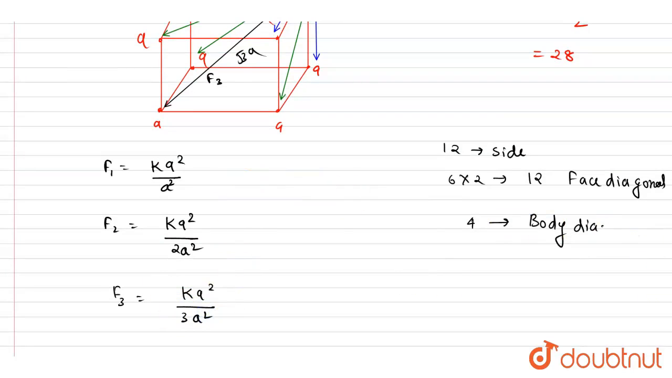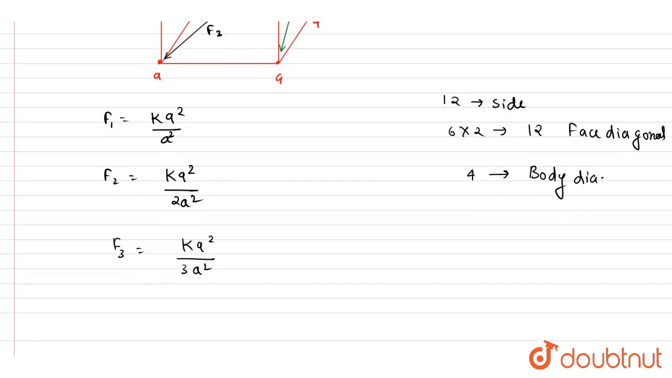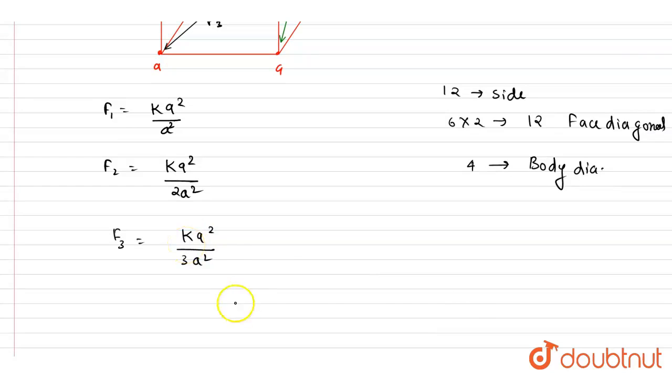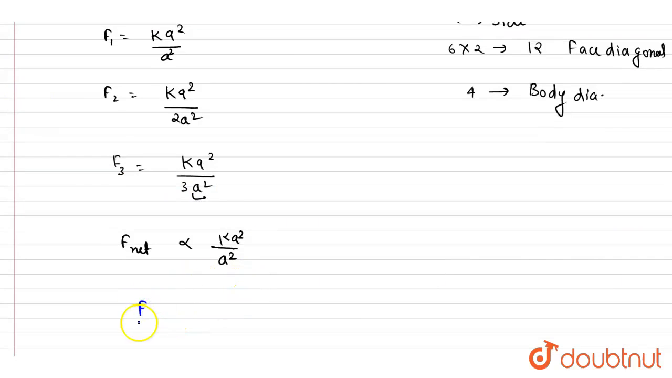As I already said, from the symmetry, if you add them you will get the net resultant along the body diagonal, right? And if you find the resultant, it will have a common term, that is 1 by a square. So if I write down F net, it will be this, because 1 by a square is common in all of them. If you calculate the net force, it will be directed along the body diagonal, with some constant term if you go for the whole summation formula. But we just need to know the proportionality relation, and we got to know that it depends on the side length like this, since it is common in all of them.